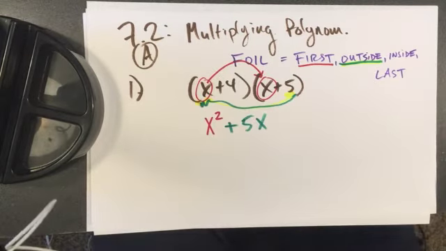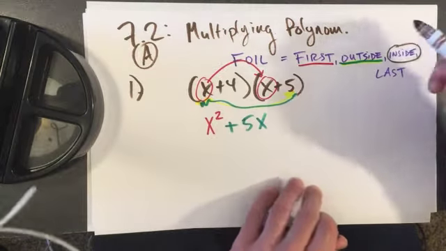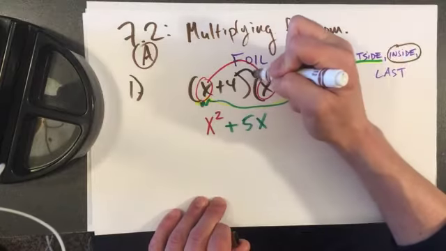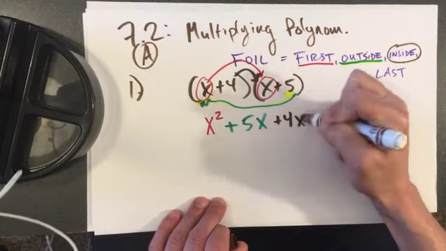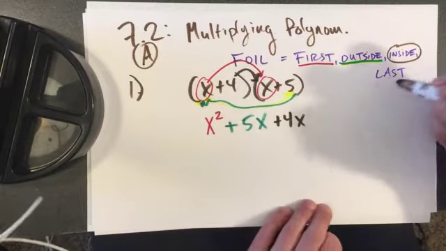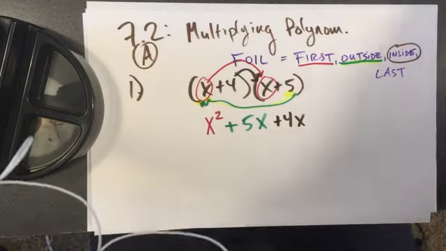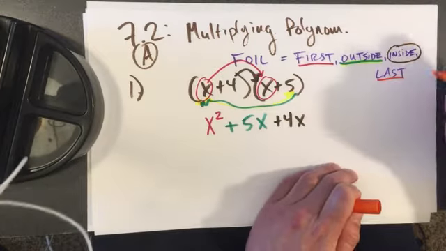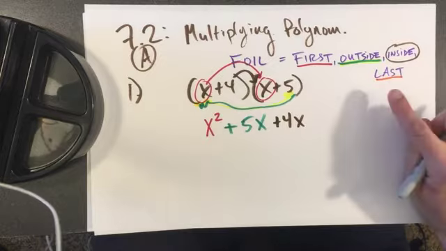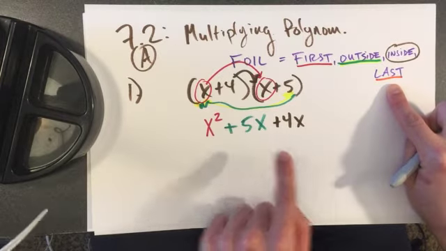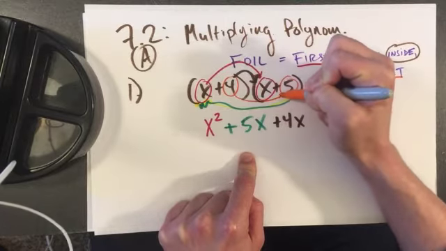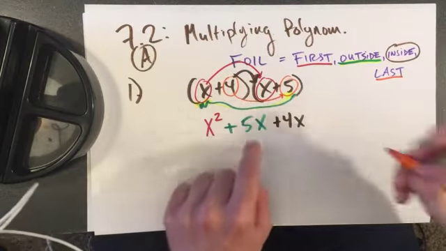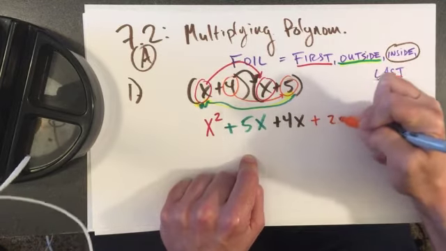Okay, what's the next part? Let's use brown here for inside. I'm going to circle that, inside. Well, my insides are going to be 4 and x, right? That's inside, so it's 4 times x here. And finally, my last ones, let's see, do I have another color? I think I have orange, though you may not be able to see the difference on your screen. My last numbers are going to be 4 and 5. So it's 4 times 5, we get 20.